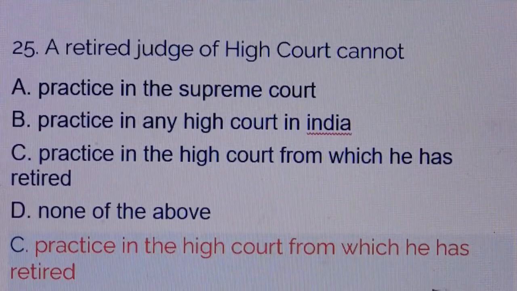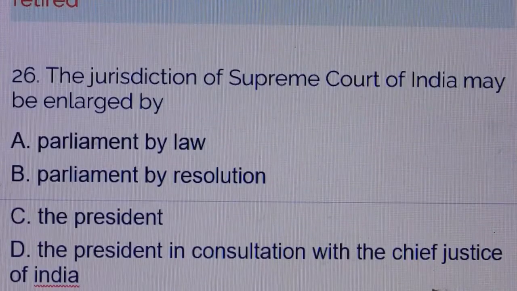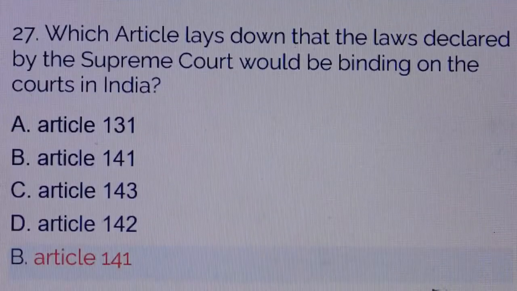Question number 25. A retired judge of High Court cannot. Answer is option number C, practicing the High Court from which he has retired. Question number 26. The jurisdiction of Supreme Court of India may be enlarged by. Answer is option number A, Parliament by law.